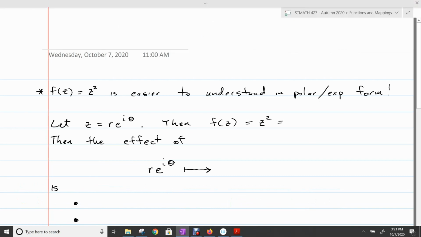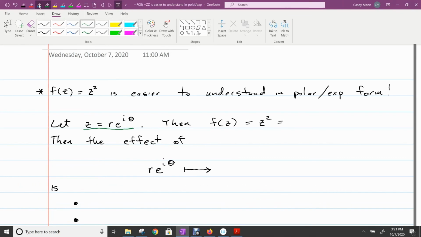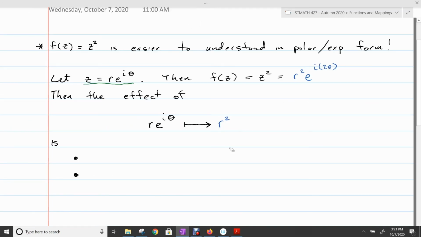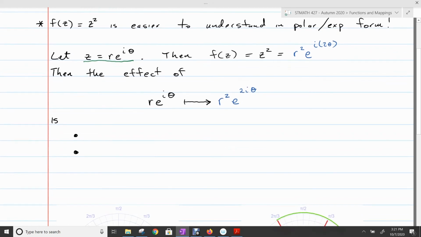An easier way to do it is actually to consider the polar exponential form. So remember, if we set z equal to re to the i theta, then z squared becomes r squared e to the i times 2 theta. The effect of this transformation, r e to the i theta, maps to r squared e to the 2i theta. It has these two separate effects.